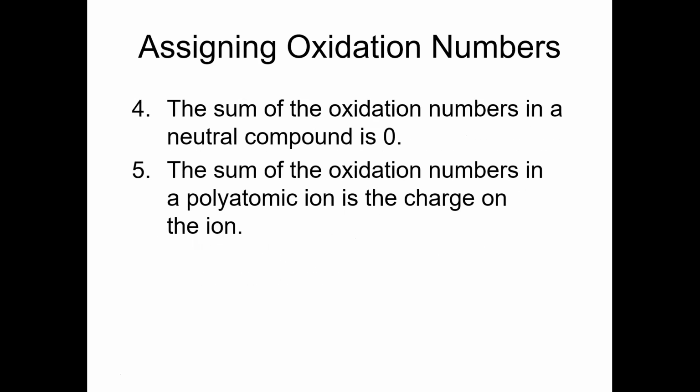And then you're usually left with some other species that you have to assign, and you simply solve for those algebraically using these 2 principles: if we have a neutral compound, the sum of all the oxidation numbers in that neutral compound has to be 0. And if we have a polyatomic ion, then the sum of all the oxidation numbers in that polyatomic ion has got to be equal to the charge on the ion.